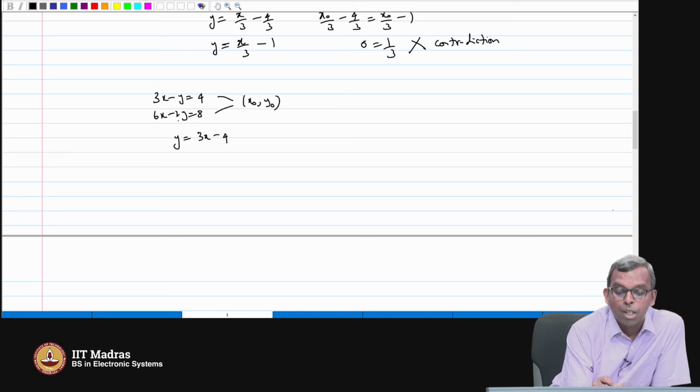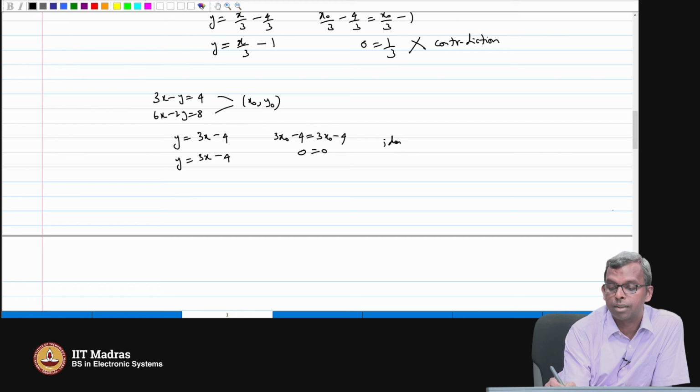Sorry. So, here you take 2y to this side, 8 to this side, and then divide. Guess what you get? Y equals 3x minus 4. Okay. So, it is the same equation. You can do this ridiculous thing of 3x naught minus 4 is 3x naught minus 4. You get 0 equals 0. Okay. So, what does that mean? Curious, isn't it? Both these equations are exactly the same. These are identical equations.